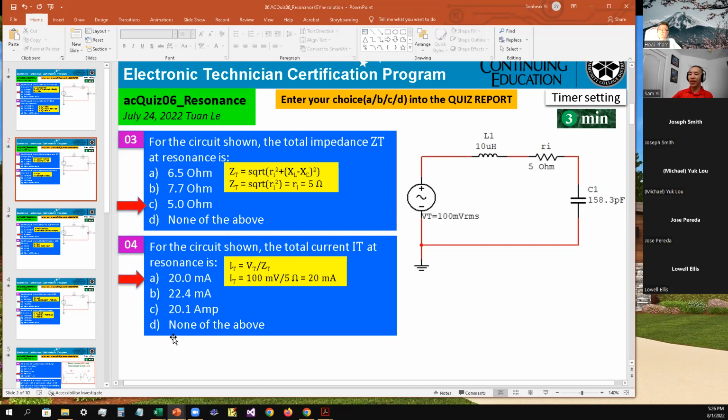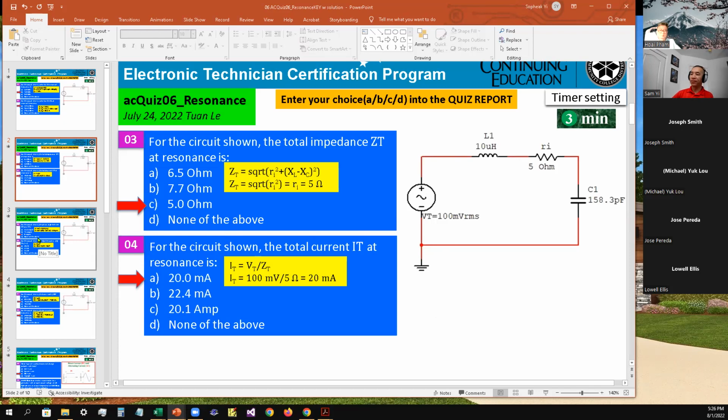Number 4, for the circuit shown, the total current IT at resonant is going to be VT divided by ZT, 100 millivolt divided by 5 ohms, so that comes to 20 milliamps. So the answer is A for number 4.